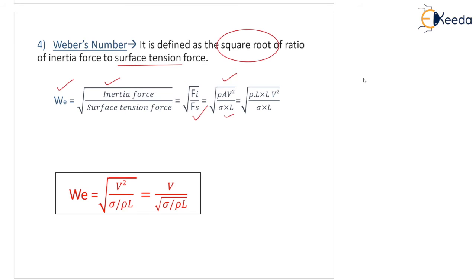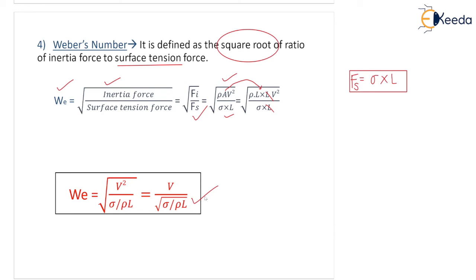Whenever you are writing the surface tension force Fs, you have to write sigma into L. Sigma is the surface tension, and if you multiply with L, then only you will get the force. So rho area is L into L, L square into V square, over sigma into L. One L gets cancelled. So Weber number equals root under of V square by sigma by rho L, or V by root under of sigma by rho L. This is the formula for Weber's number.